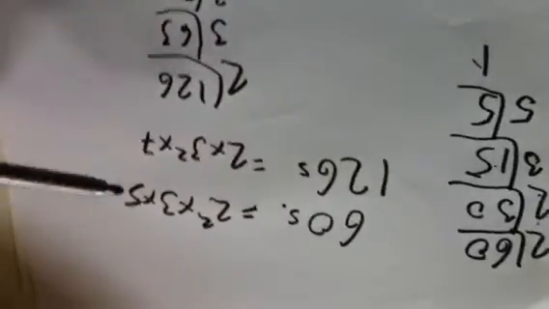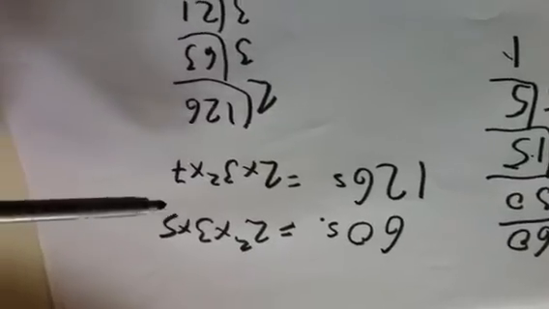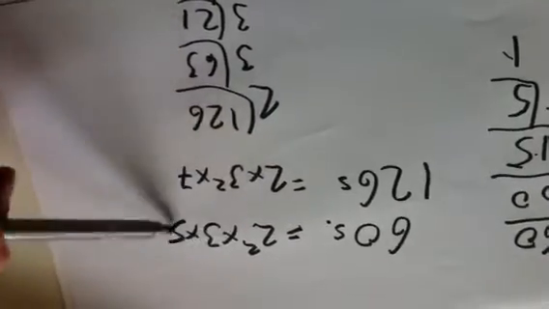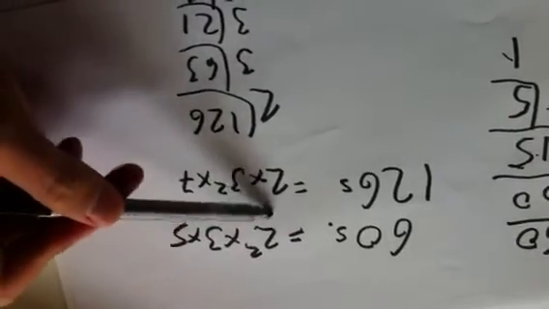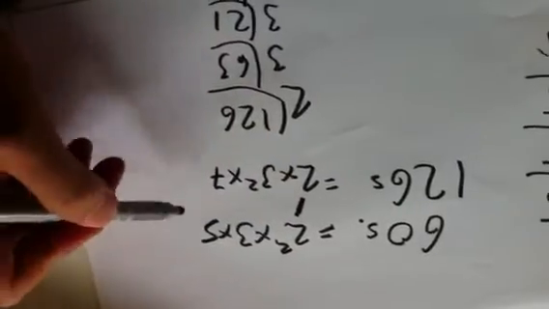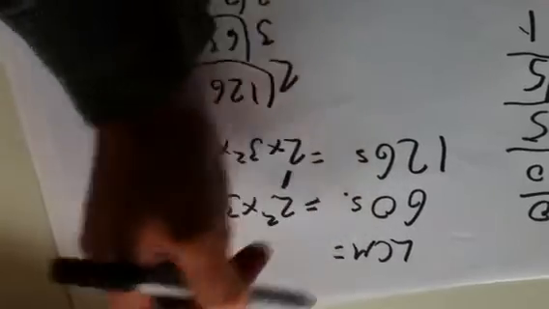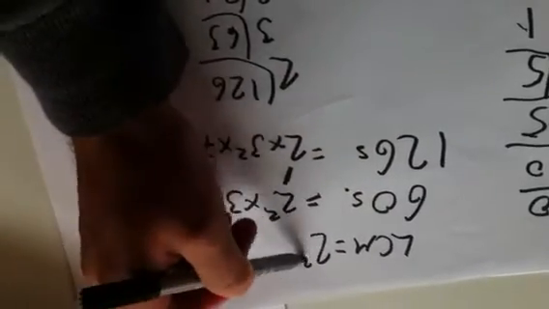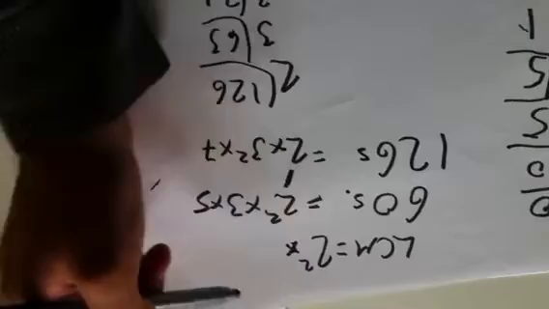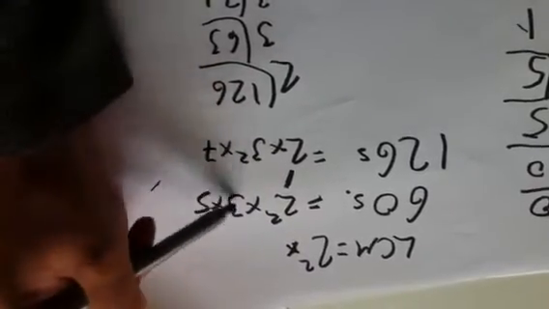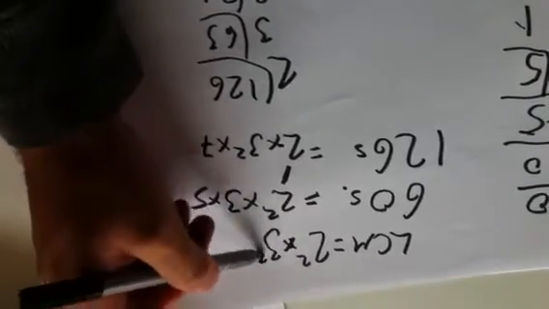Now, if you remember from the last video on products of primes and lowest common multiples, what we do is we take the highest power of each prime. What's the highest power of the first prime? 2. It's 2 squared. So let's write LCM equals 2 squared times, what's the highest power of the next prime? 3. Well, it's 3 squared.